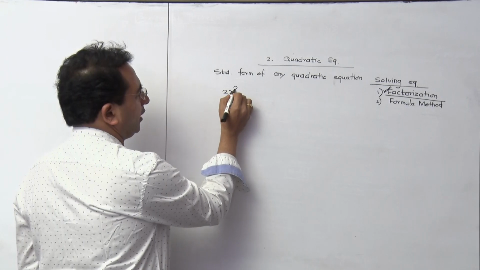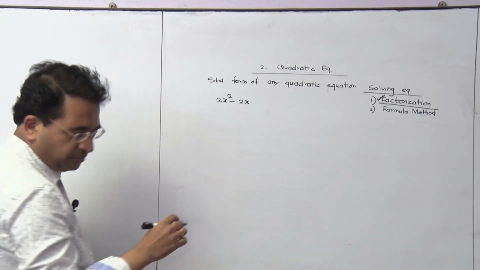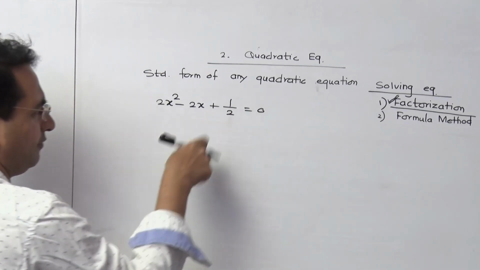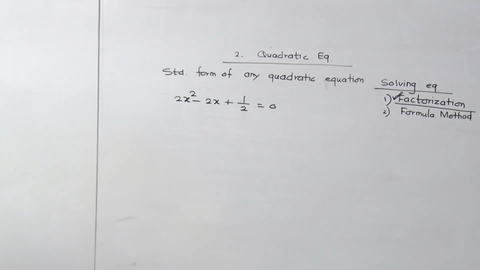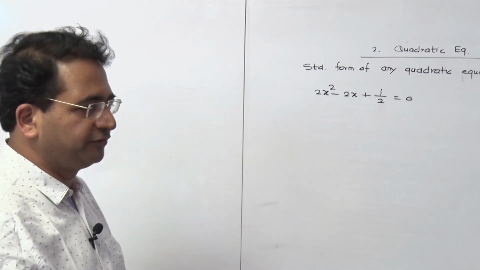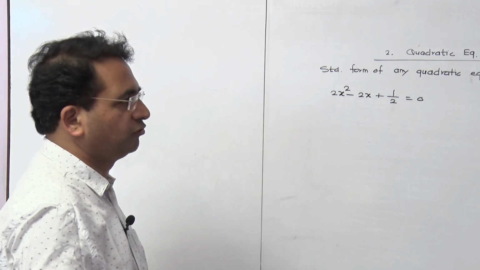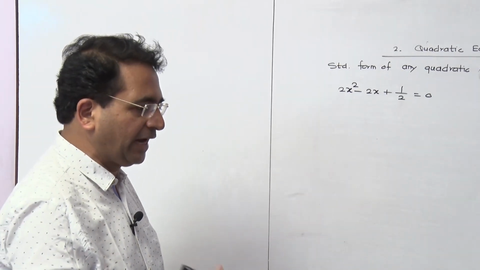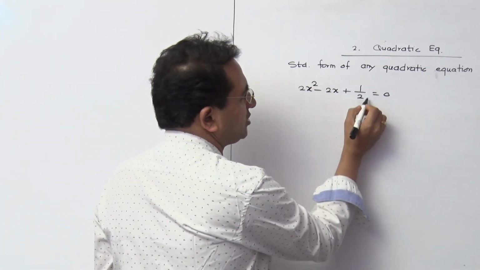It is 2x square minus 2x plus 1 by 2 is equal to 0. See, these are all a few selected sums from the textbook only. But why am I taking this? Because the majority of the students are taking 1 by 2 as it is. I am of a different opinion. I already told you in simultaneous equations also, avoid fractions as far as possible, because that will make the calculation much easier. Now what I will do is avoid this 1 by 2.